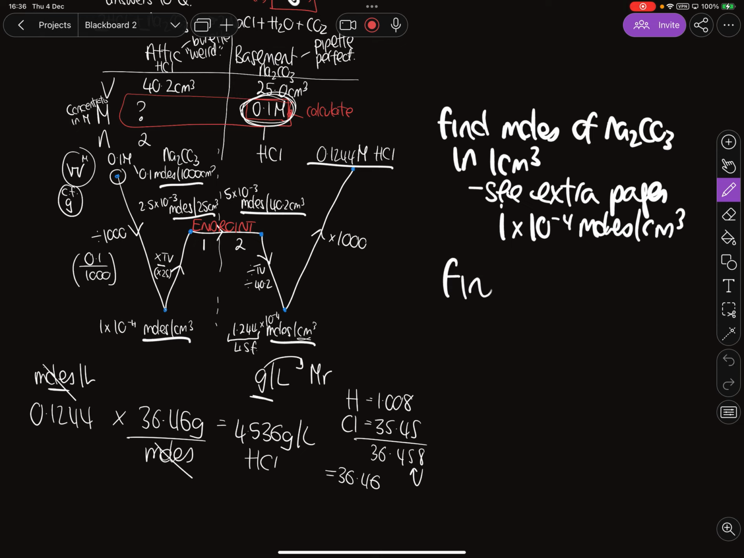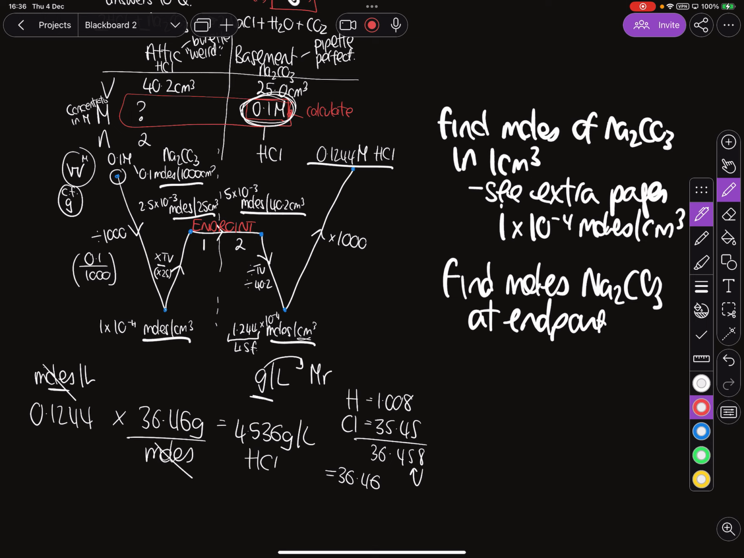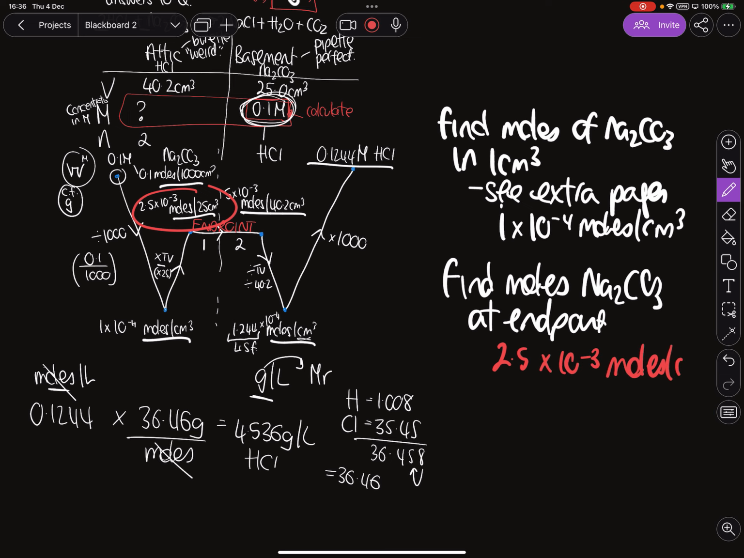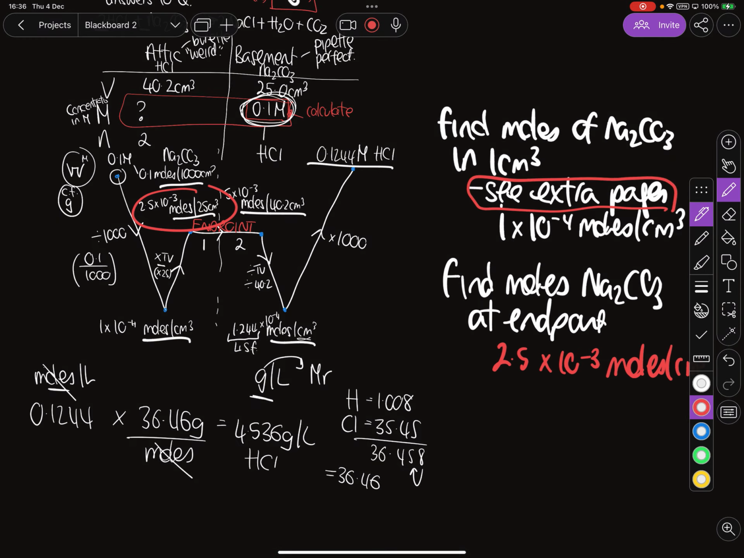The next question might be find moles of sodium carbonate at your endpoint. So you're following along your W, and that is going to be this bit up here. So you are now writing 2.5 by 10 to the minus 3 moles here per centimeter cubed. If you wish, you don't actually have to. I think you can just write the see extra pages in every square, and then it's up to the examiner to find it.